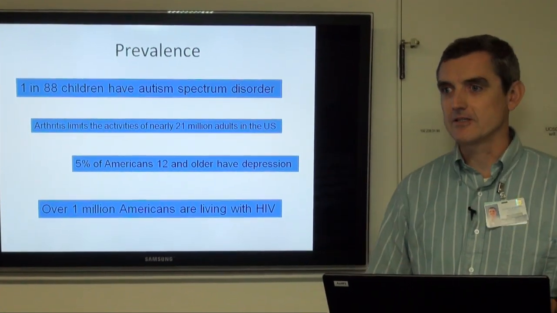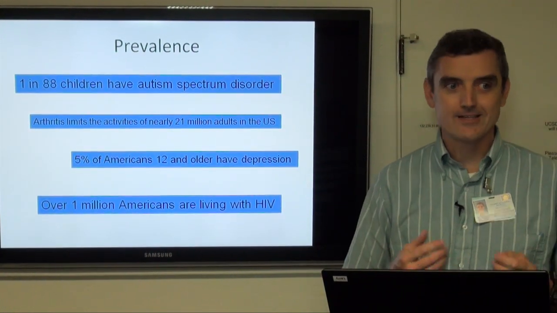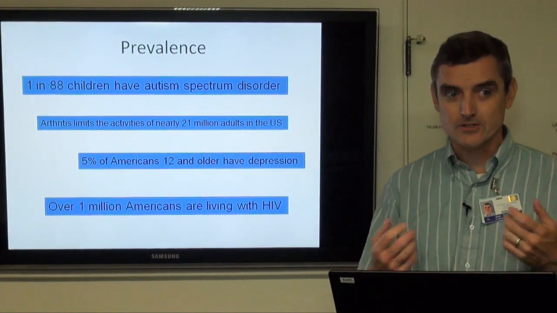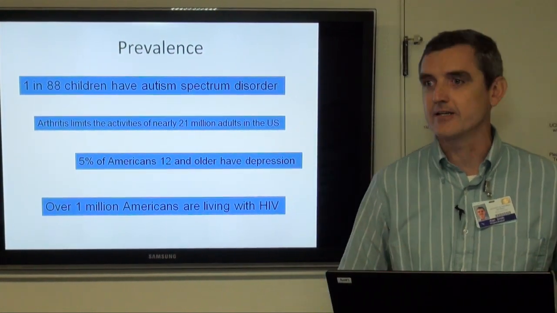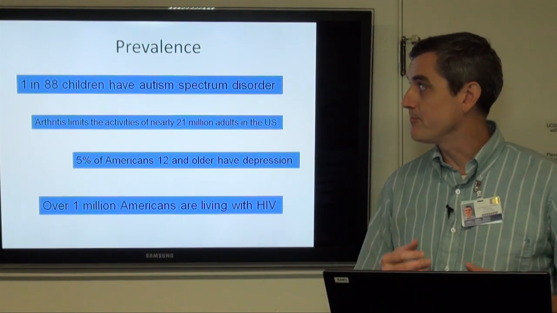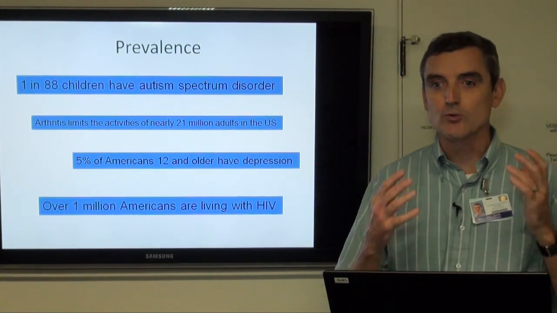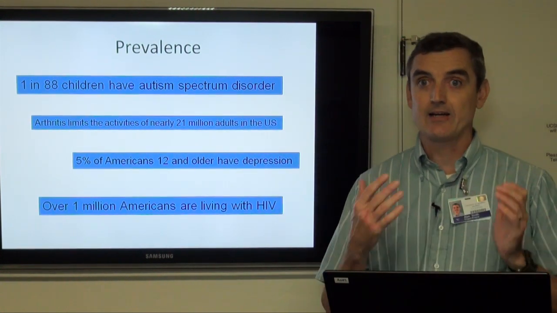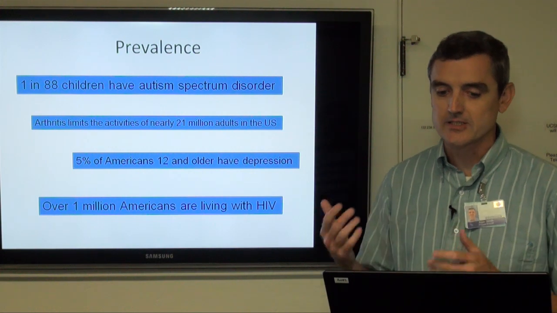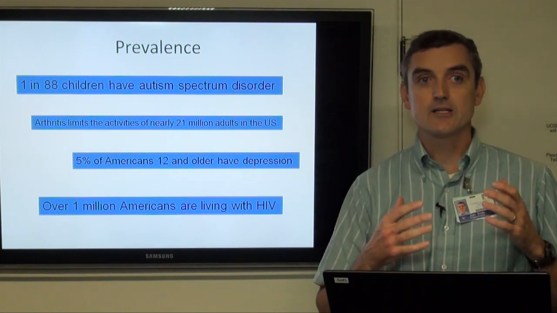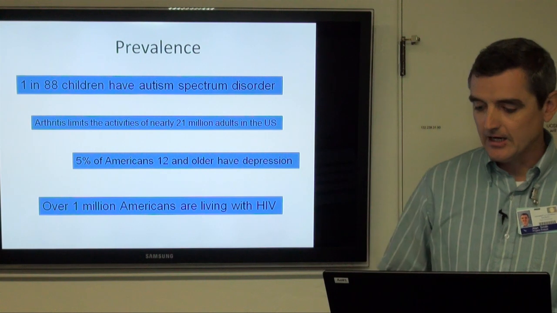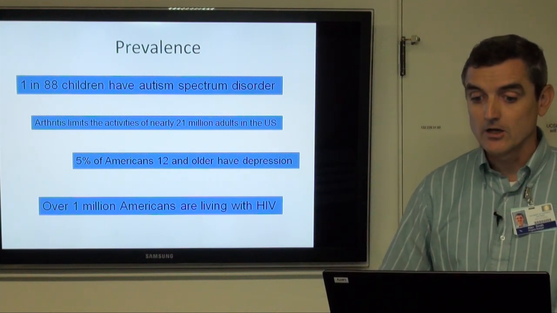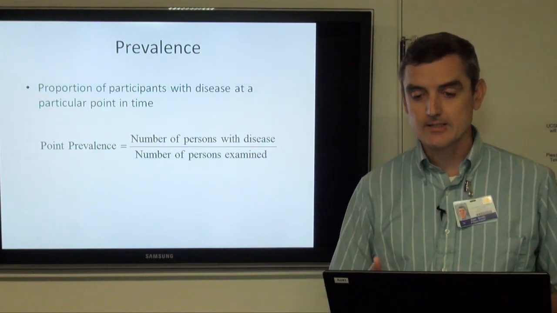So first off, prevalence. If you're a statistician or an epidemiologist and you hear somebody use the words prevalence or incidence in the wrong way, it's kind of like nails on a chalkboard. But prevalence basically is just the number of people who have a condition. So like the examples given here, 1 in 88 children have autism spectrum disorder. Arthritis limits the activities of nearly 21 million adults. So it's just a measure of the burden of the disease, the number of people who actually are dealing with it at a point in time.